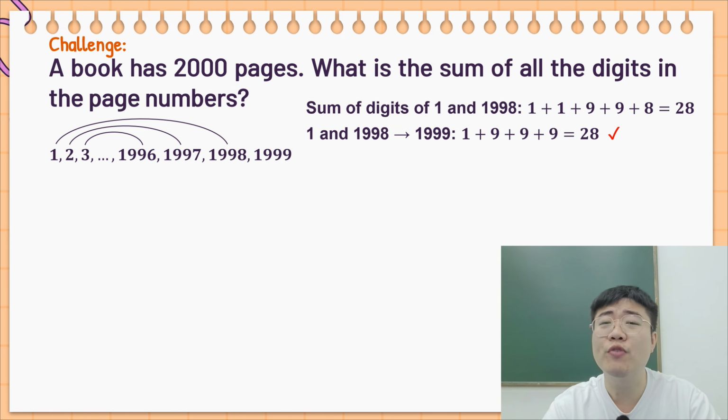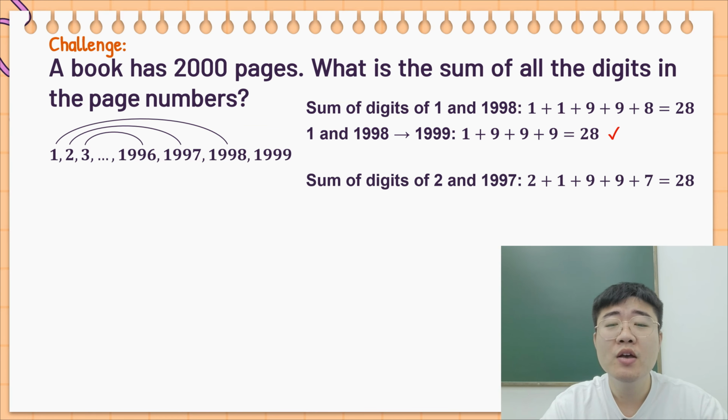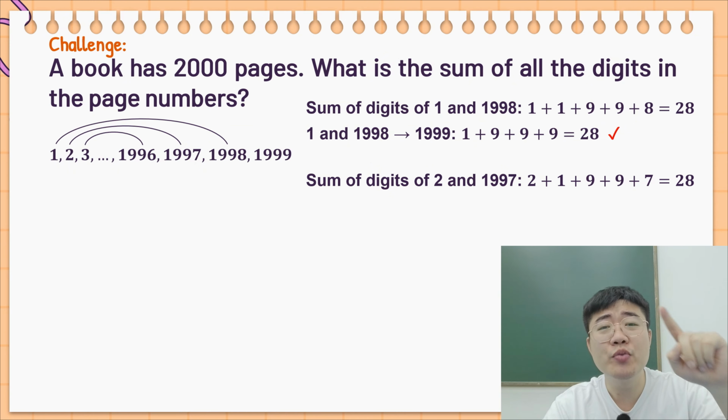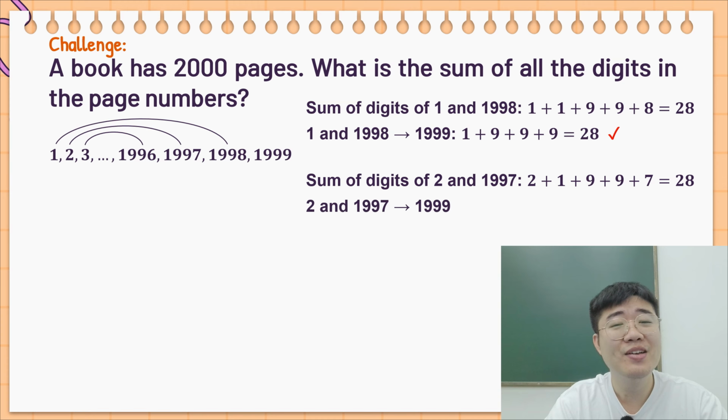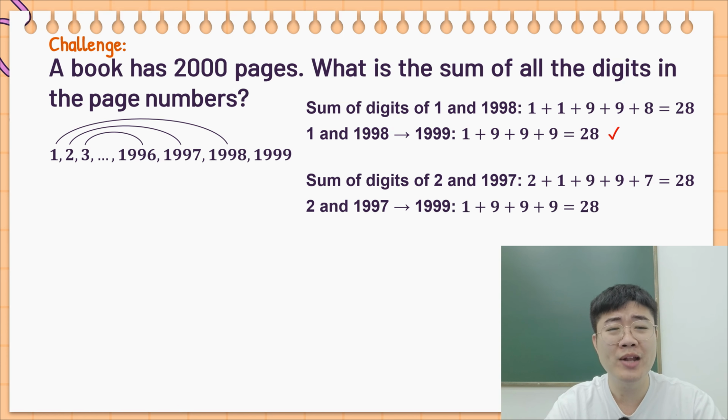Now let's look at one more group. It is 2 and 1997. We find the sum of digits adds up to 28. After we group them together, 2 plus 1997, the total is 1999. What's the sum of digits? Very good. The sum of digits is also 28. So we realize now these two are the same. So every single group will give us a sum of digits that adds up to 28.